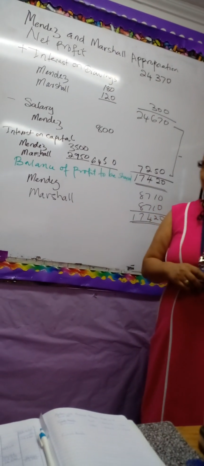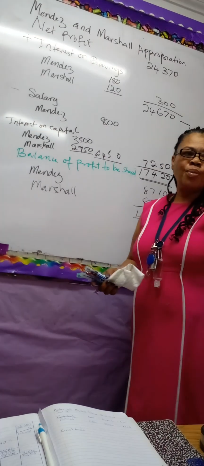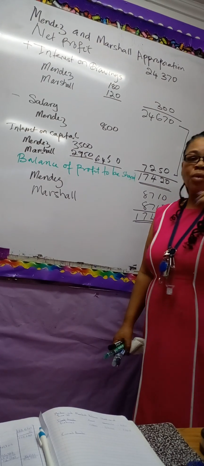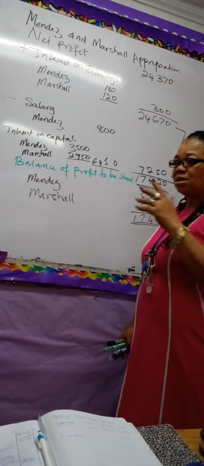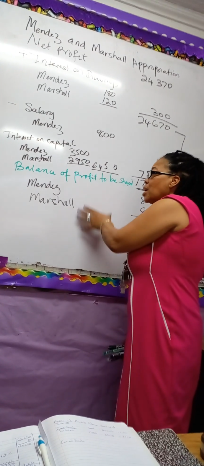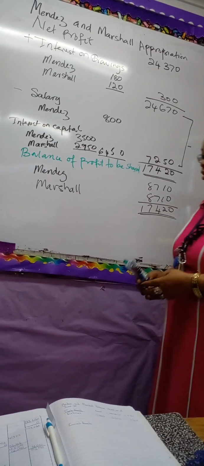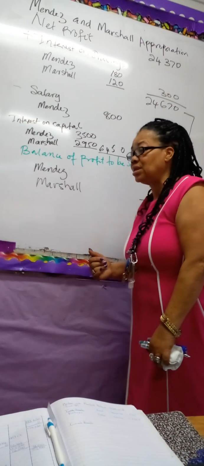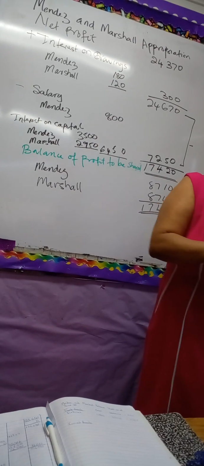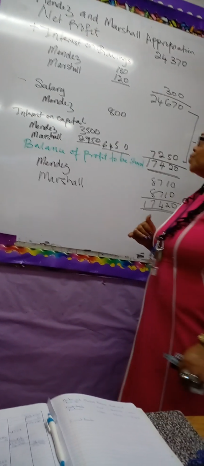Okay, so let me just do a quick review. I said we are doing the appropriation account. The appropriation account means that I am sharing the profit. I'm checking to see how we're going to share the profit, or in essence, what is going to be left to be shared. First thing I have to do, take my net profit. So it's absolutely important that we work through our net profit correctly, because if the net profit is incorrect, then everything else is going to be incorrect all the way down. So make sure we have our net profit correct.